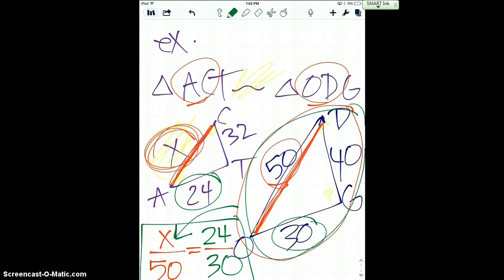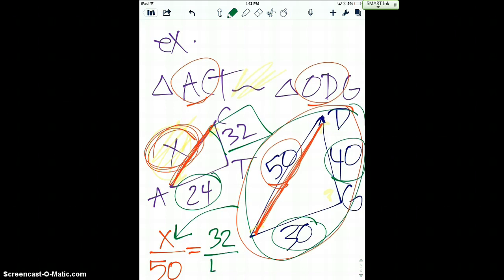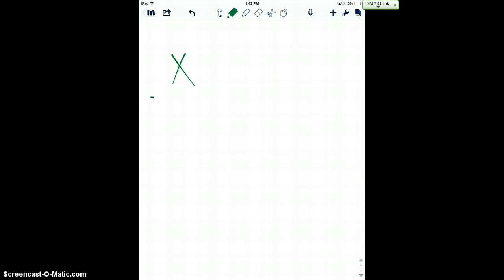If you don't like the 24 over 30, you don't have to use those ones. You could use 32 compares to what? 40. So if you'd rather use those numbers, you could. It's up to you. Either way, I should get the same answer. So you're going to go ahead and try and solve that. X over 50, let's just go ahead and try and solve it, equals 32 over 40.